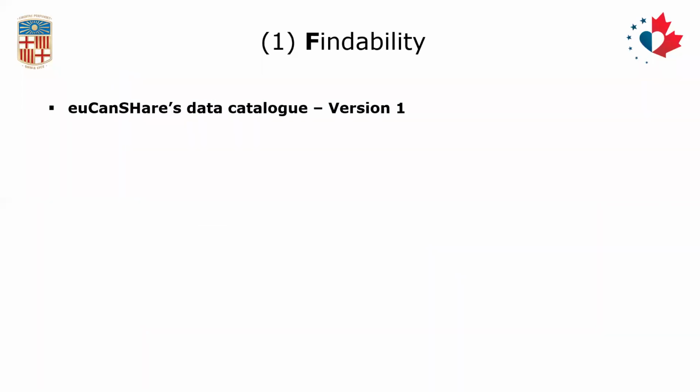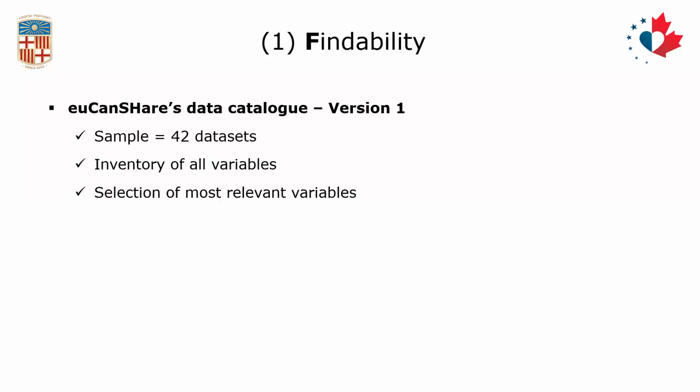So I'm going to show the first version of the data catalog of You Can Share, which was built by looking at 42 data sets. We made an inventory of all variables. We selected the most relevant variables for the search engine because we cannot have hundreds and hundreds of search variables. We need to decide which are more relevant to perform a search.